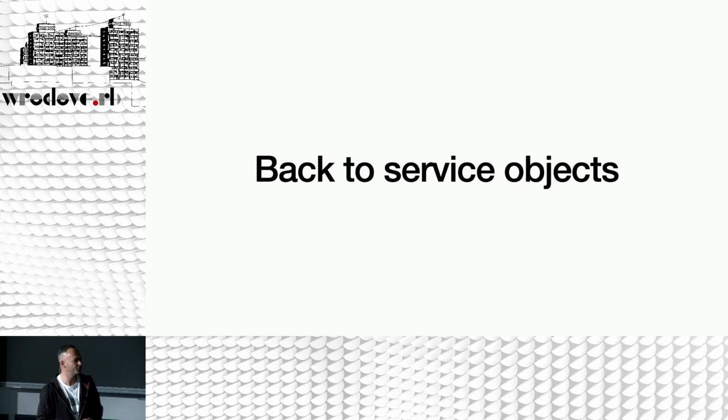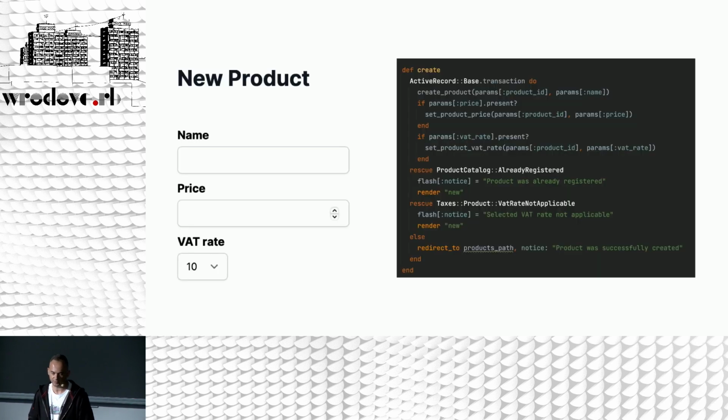OK, let's go back to the service objects, because we didn't have all the answers yet. We have this form in our project. It's a new product with name, price, and VAT rate. 3 UI controls. How many commands do you think are coming from those 3 controls? 3 would be the obvious answer, but there's actually 4.